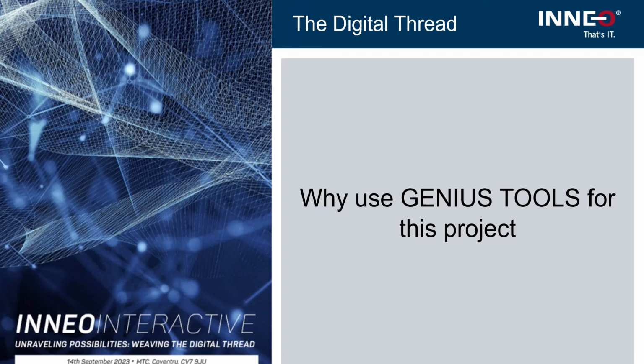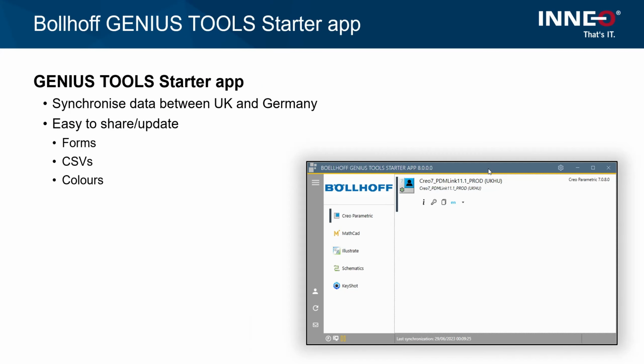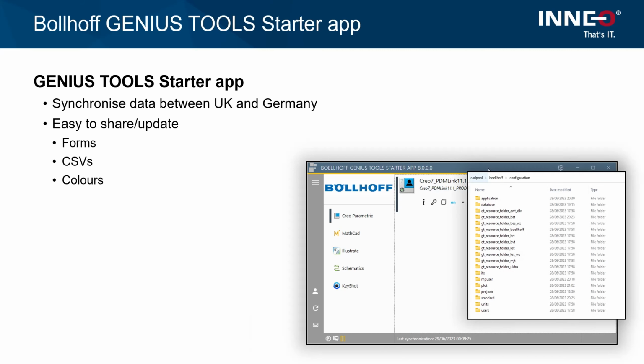So why did we use the GENIUS tools for this project? First of all, it allowed us to synchronize the data between the UK and the Germany offices. So it's easy to update all the information that's used in the form. There's lots of CSV files in the background, the color files that we use between the different objects, so that if they change the material from one to another, the colors would update correctly and have it all available to everybody in the different design offices. And what would happen, it would synchronize the data from the UK folder and also to the German folder through the starter application.